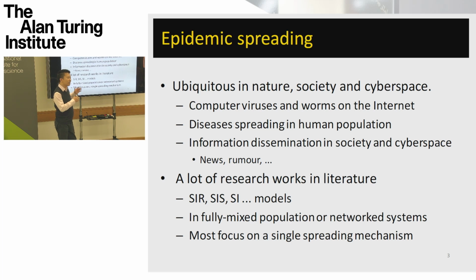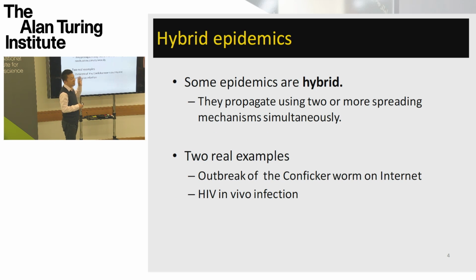Why? Because all the previous works focus on a single spreading mechanism. They assume that an epidemic uses a single strategy, a single mechanism to spread around, sometimes across different media or different networks, but the mechanism is one. But we have observed that many epidemics in real life, either in society or in cyberspace, actually use more than one spreading mechanism, sometimes 3, 4, or more.